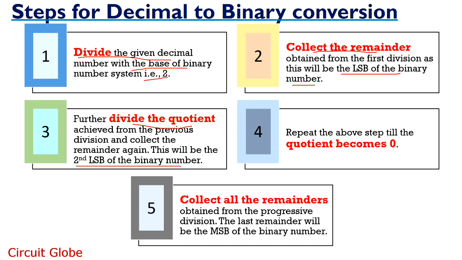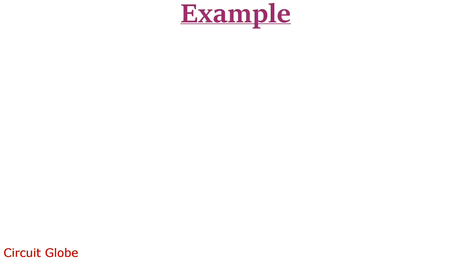Guys, we have to repeat this process till the time the quotient becomes completely 0, because each time the quotient is divided, then we get a remainder value which can be either 0 or 1, and this will provide us the complete binary equivalent. So once the quotient becomes 0, collect all the remainders obtained from progressive division, and the last remainder will act as MSB of the binary number. Let's now consider some examples to have a better idea about decimal to binary conversion.